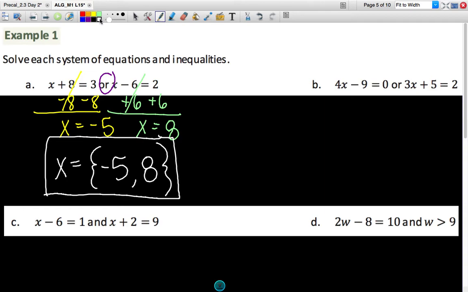Part B. Again, first start with solving. To isolate the variable bit by bit, we're first going to add 9 to both sides, which gives us 4x equals 9. To isolate the x, we divide by 4. 9 doesn't divide by 4 evenly, so we leave it as a fraction.